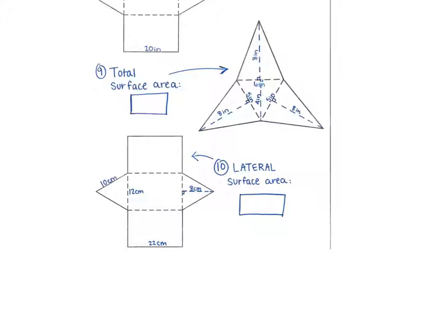So this is a triangular prism. Okay, so the bases are the triangles, so you don't include the triangles. You're just going to do the 3 rectangular faces. So go through and solve those, and then I'll have a key.